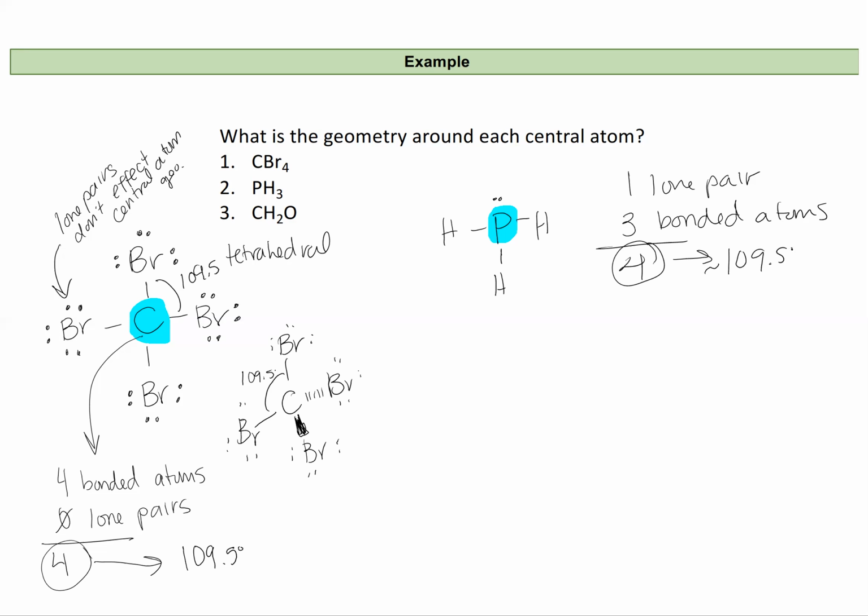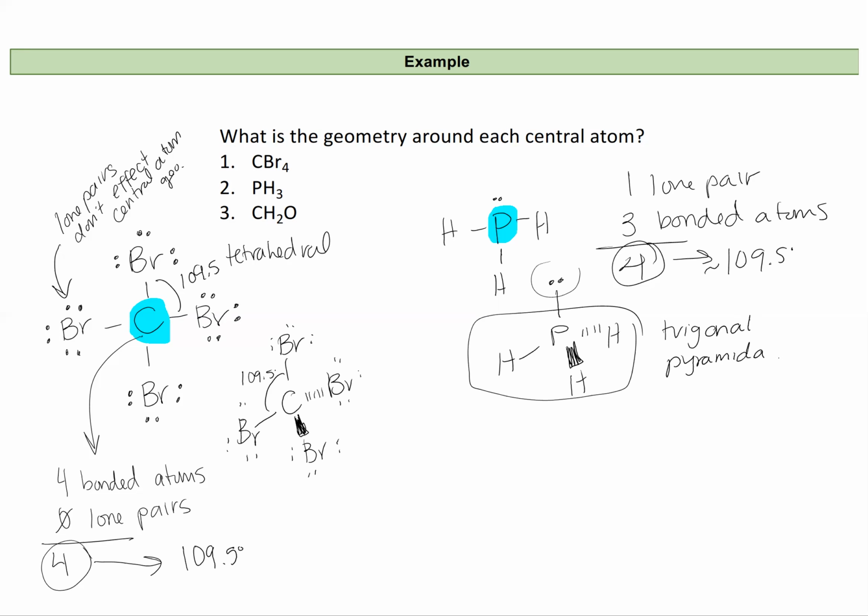So that means that I could redraw this again with my wedges and dashes and have hydrogens here on the bottom. And you can draw in the lone pair here, or you can omit it. It's up to you. But this piece right here dictates my geometry rather than that lone pair. So instead of it being a tetrahedral geometry around the phosphorus, I'll call this trigonal pyramidal. Although these bond angles here are somewhere between 107 and 109.5 degrees.